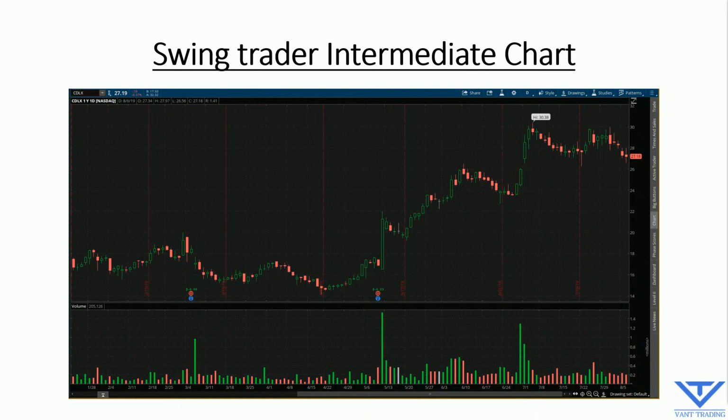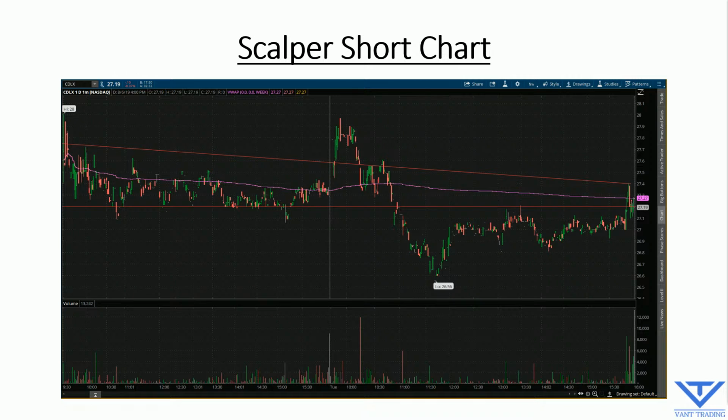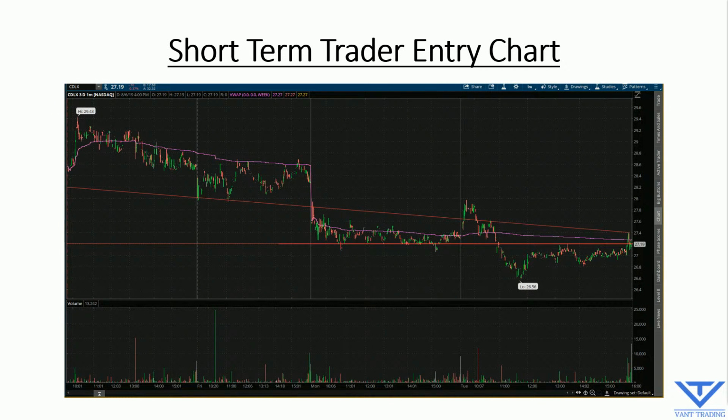We're still sitting up here. Long-term trader, I'm not going to waste your time on this too much. You're kind of starting to get the picture. Now we're zooming in here. Scalper's looking for that entry. We're looking for that entry on this stock to roll over for the scalper and for the short-term trader.